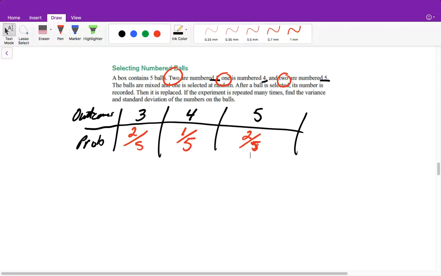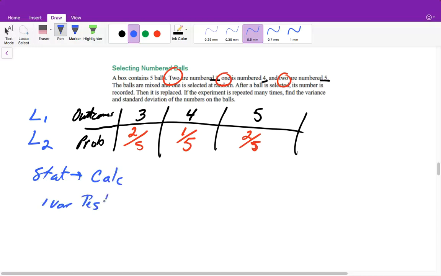All right, so what we would do is we will put this in our list 1, this in our list 2. Then we will press calc or stat. Scroll over to calc, one variable test. Make sure that your list is L1. Your frequency is L2. Then press calculate.